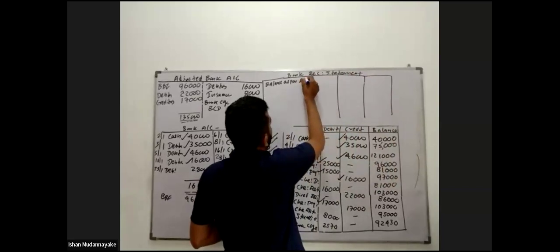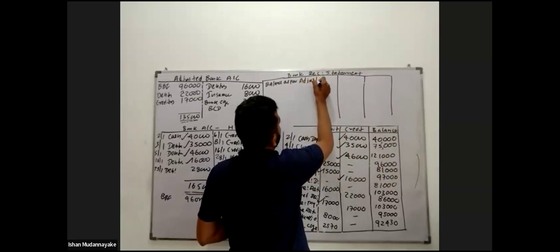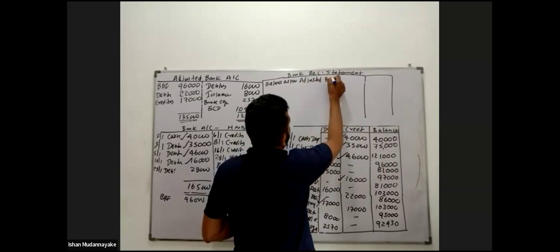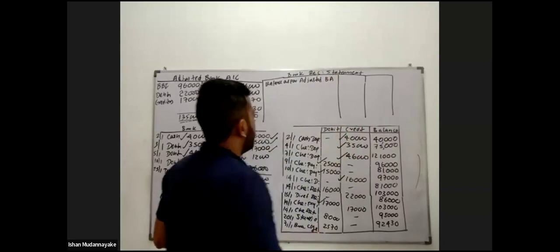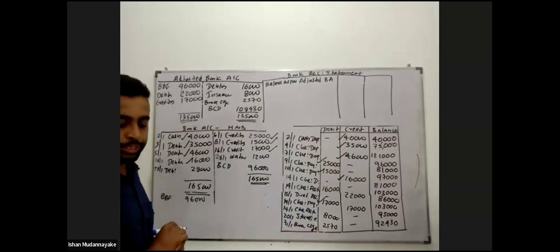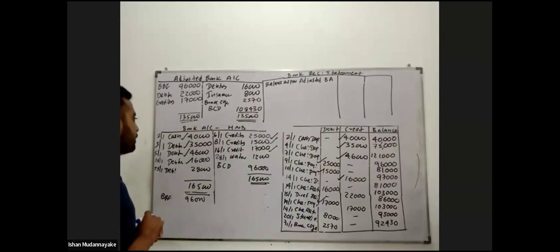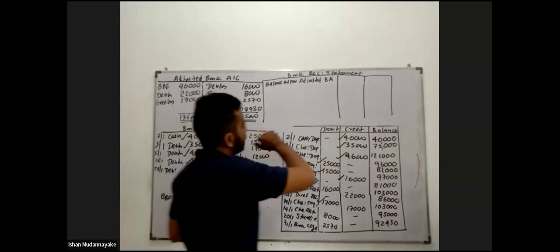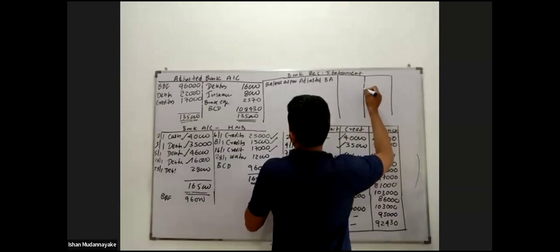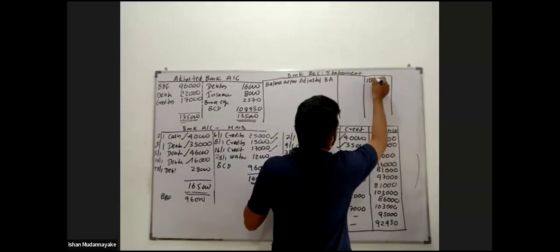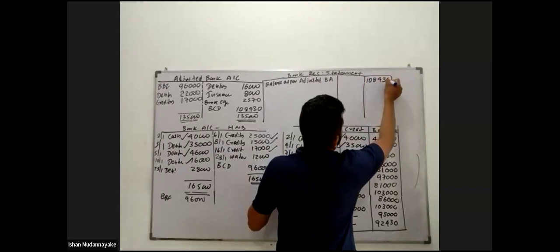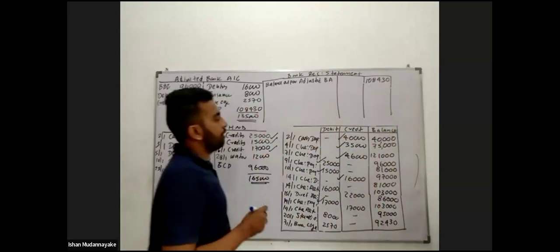Balance as per adjusted bank account. Now you know how much? How much? 108,430. Balance as per adjusted bank account, 108,430.